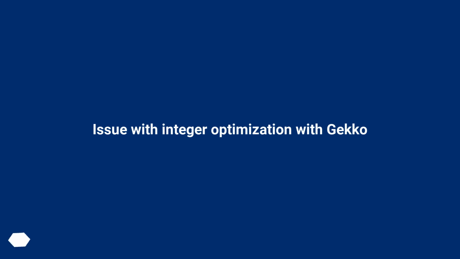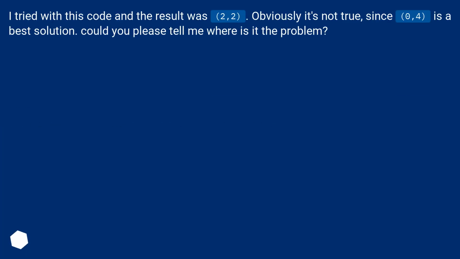Issue with integer optimization with Gekko. I tried with this code and the result was 2,2. Obviously it's not true, since 0,4 is a best solution. Could you please tell me where the problem is?